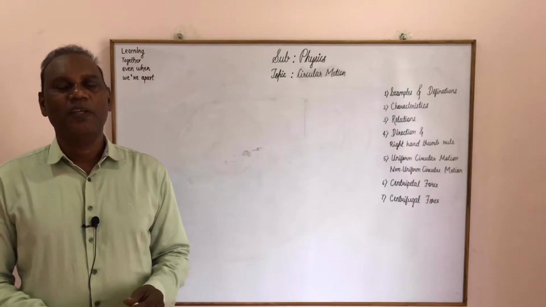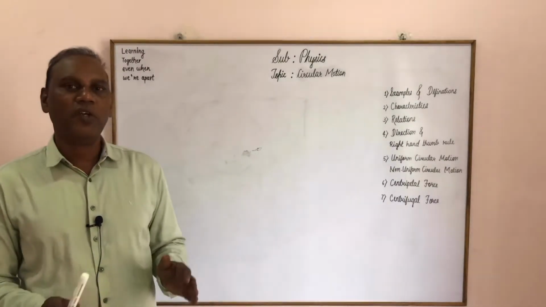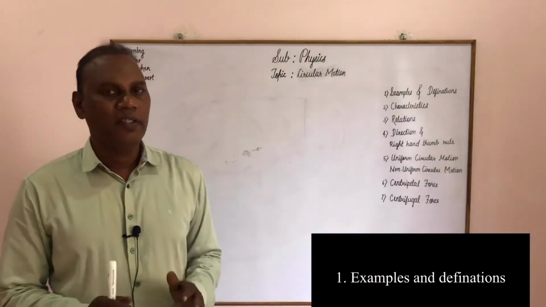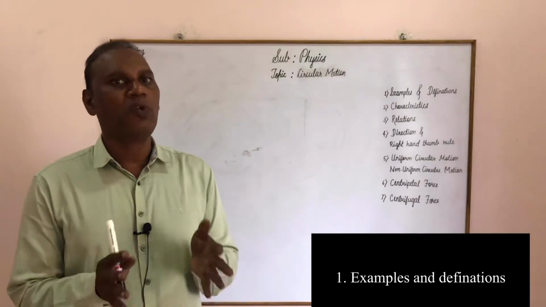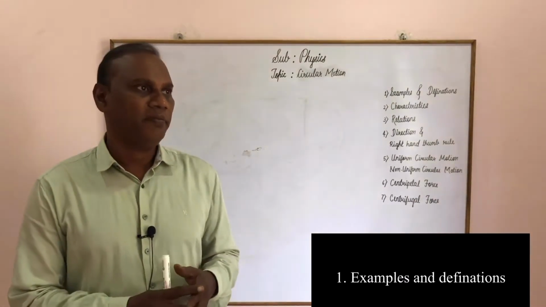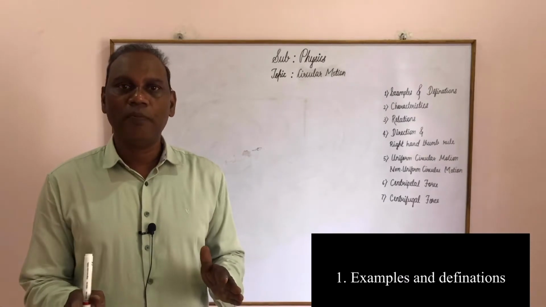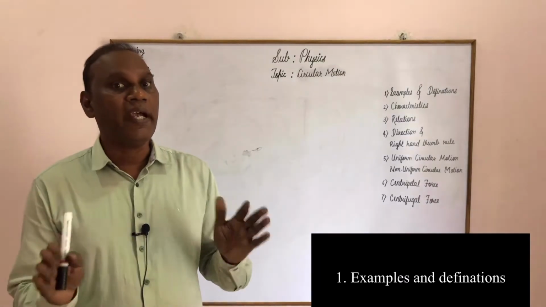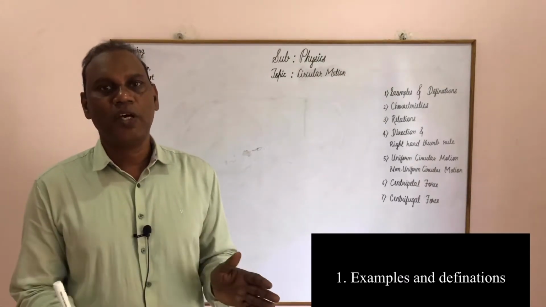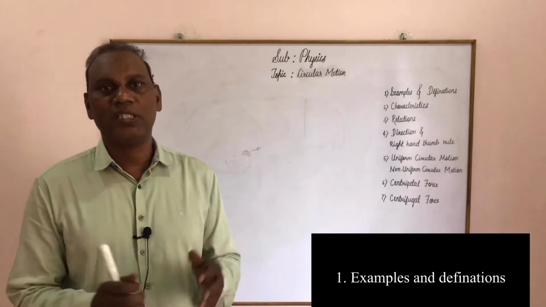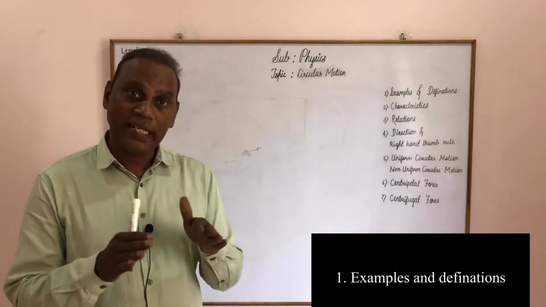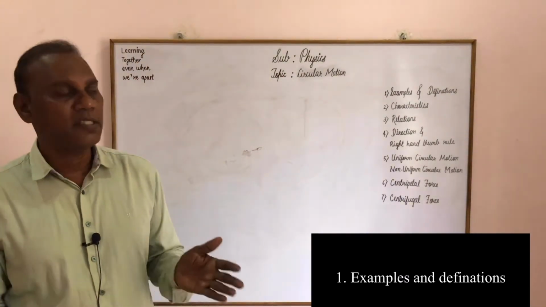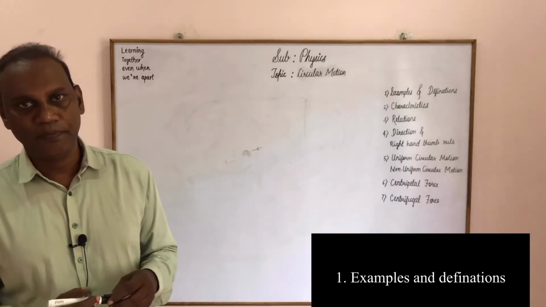Okay, dear student, today we are going to learn about circular motion. There are so many examples of circular motion in our daily life. For example, motion of blades of a fan, motion of the tip of the hands of a clock, motion of an electron around the nucleus, motion of a satellite around a planet, merry-go-round. These are the examples of circular motion.